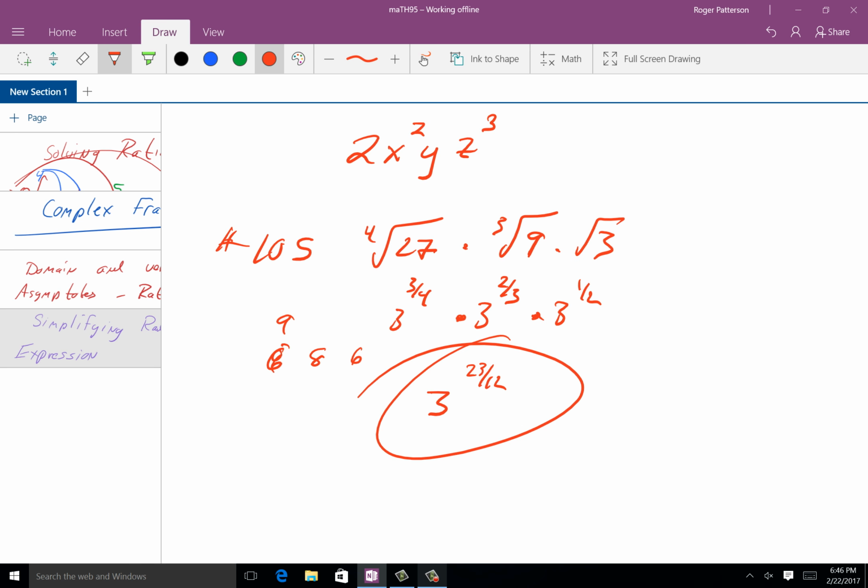Oh, well, I just got to reduce that. That's just an improper fraction. You have to reduce it down. The answer it's giving is 3 on the outside of the 12th root of 3 to the power of 11.